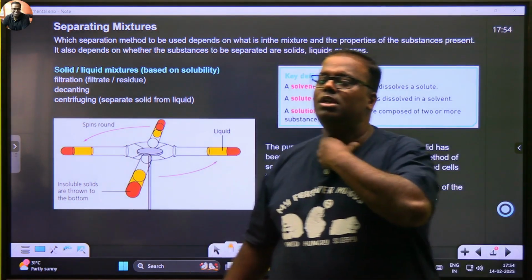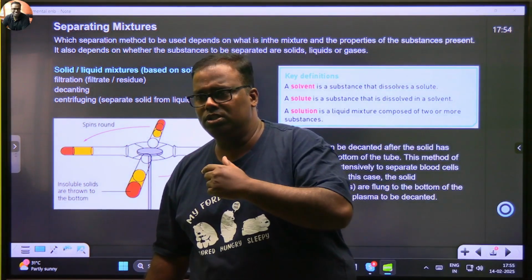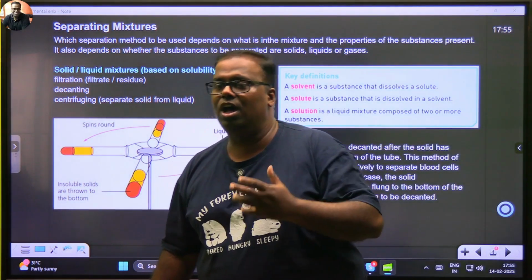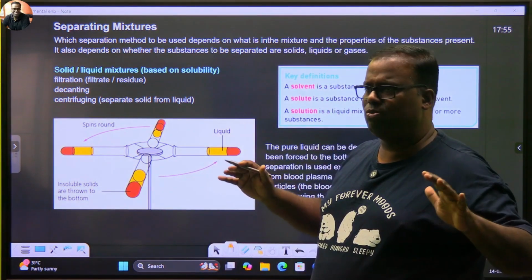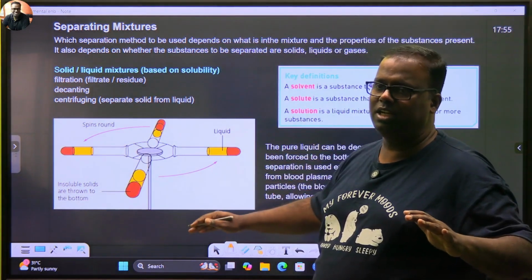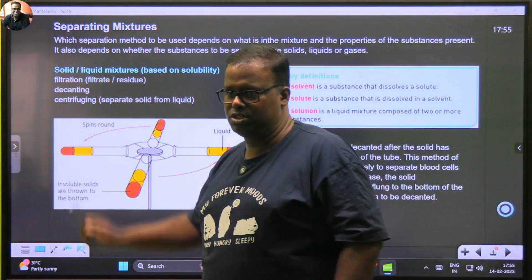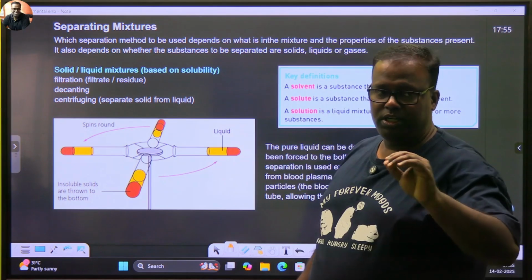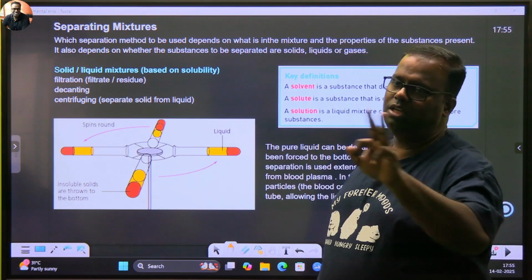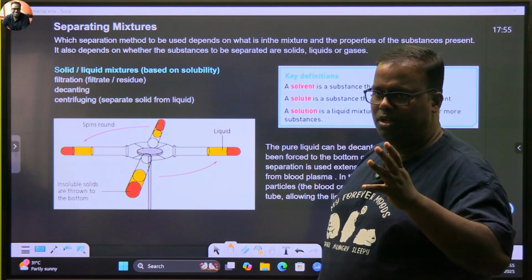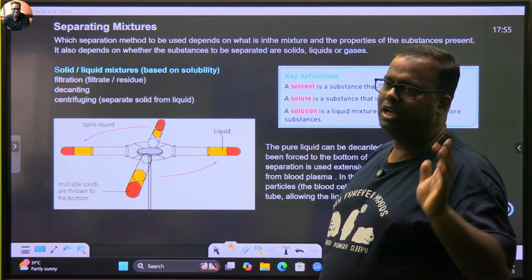Say for example, I have mixed sugar in water, solid in water. What do you want? Are you looking for the water or are you looking for the sugar? So based on all these 4 criteria, we have divided the criteria and then we're going to analyze one after the other. Okay, solid and liquid mixtures, the most common. Solid and liquid mixtures are categorized under 2 heads: solubility and insolubility. If you are soluble, your headache is much more. If you are insoluble, the headache is not much more.